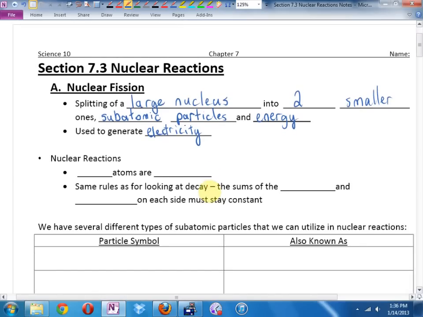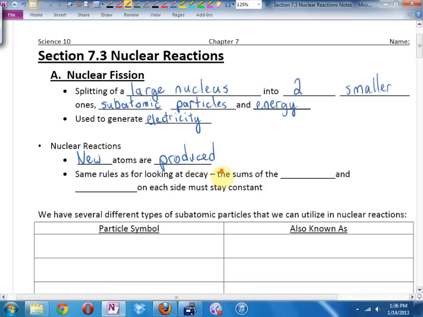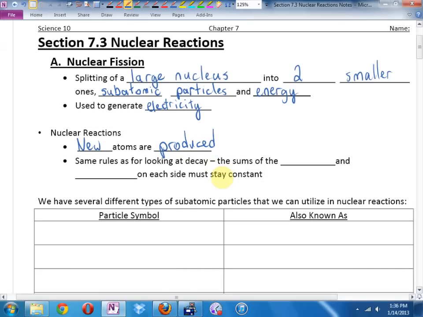So in nuclear reactions, new atoms are produced. And it's going to be the same rules as looking at nuclear decay. When we write our equations, the top numbers all have to balance. Those were the mass numbers. And the bottom numbers have to balance. Those were the proton or atomic, the charge numbers. So the sums of the charges, the bottom numbers, and masses, that was the top numbers in our little equations, have to stay constant.